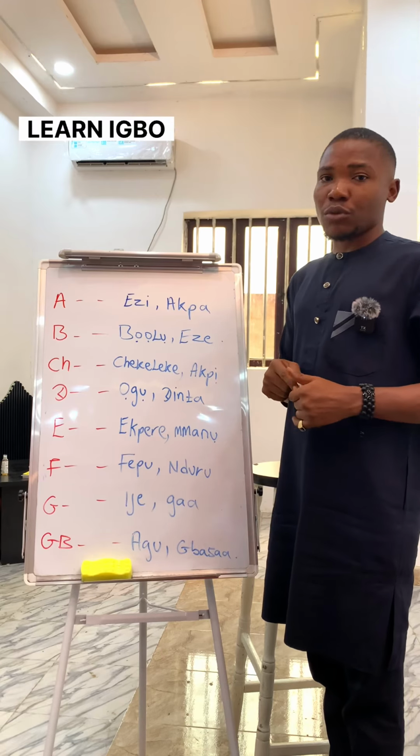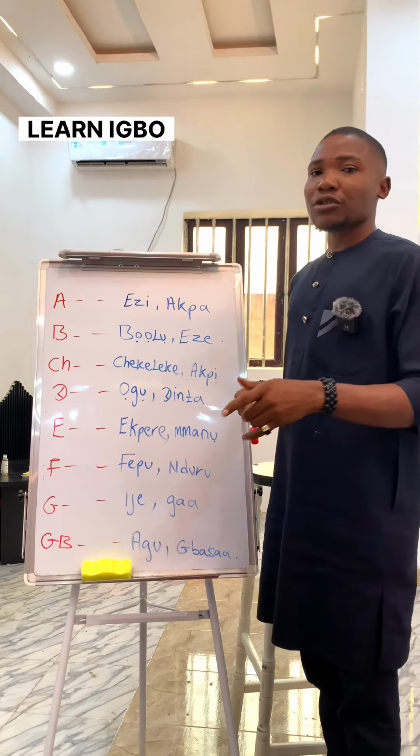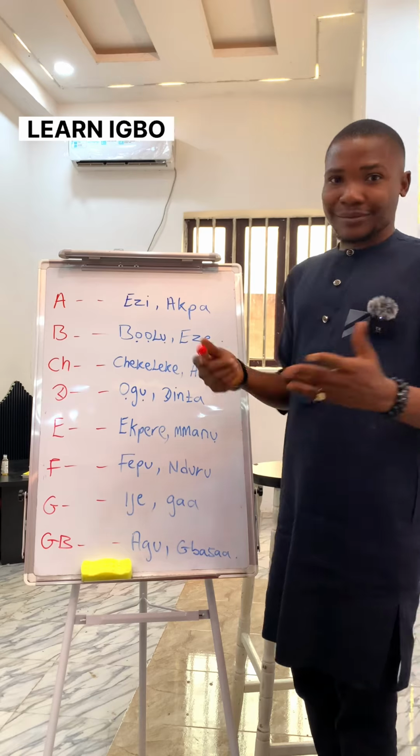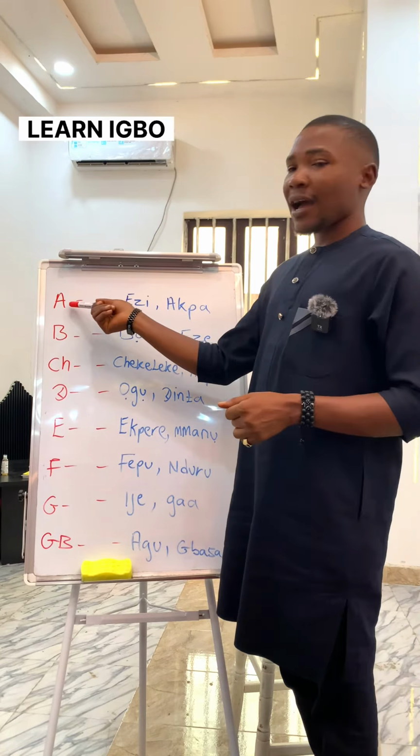Iji ABCD Igbo, making words with ABCD Igbo. So you're going to help us to identify the correct one here. So let's start. Looking at the first one we have here is A.